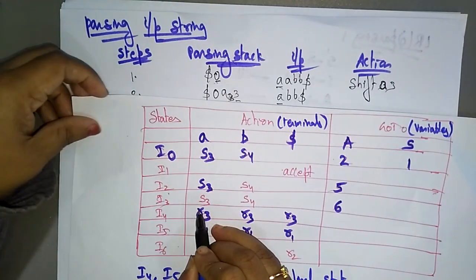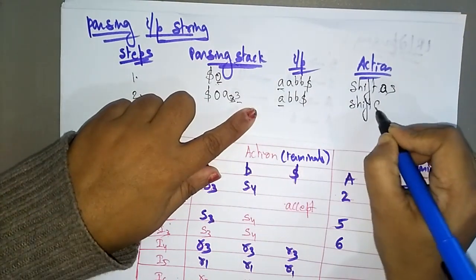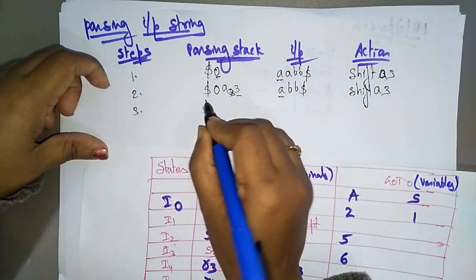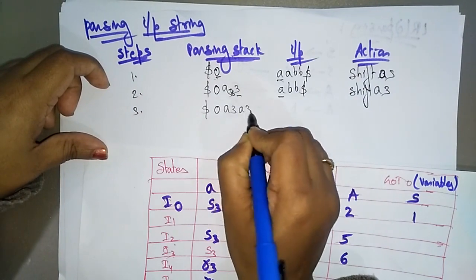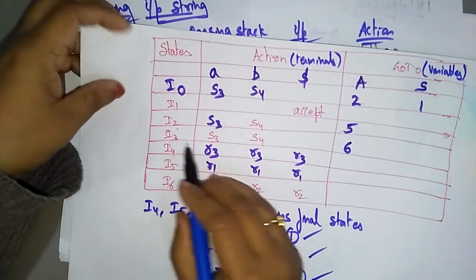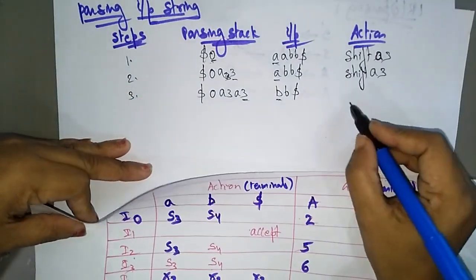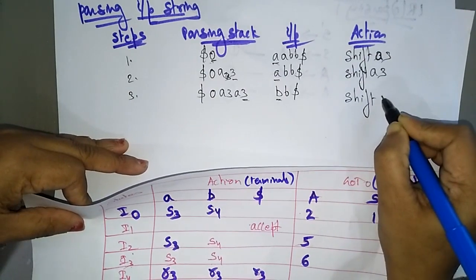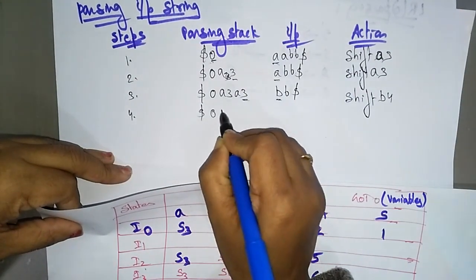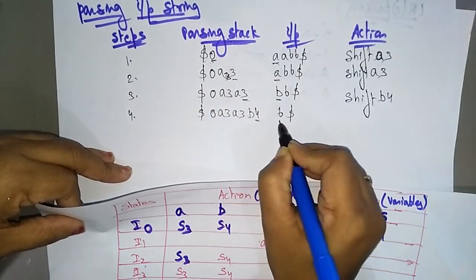Again this time you need to check 3 and A. So I3 and A, what is I3 and A? I3 and A is shift 3 again. So $0 A3 A3 BB$. Now check 3 and B. So what is I3 and B? I3 and B is shift 4. Okay, you need to write shift B, this time B4. So $0 A3 A3 B4 B$.